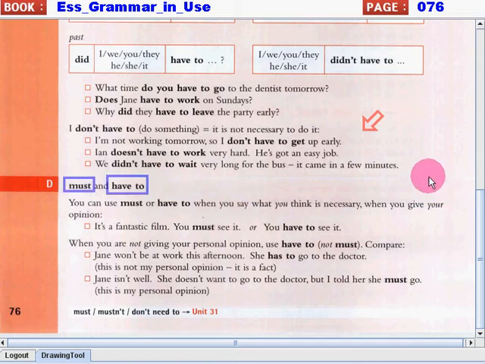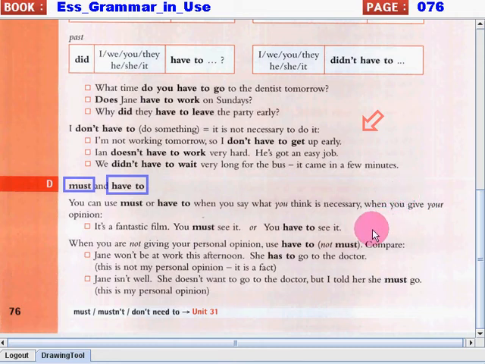Now students, you can use must or have to when you say what you think is necessary, when you give your opinion. Again, you can use these words when you say what you think is necessary, when you give your opinion. So again, we use these words to say that we think our opinion is important or necessary.